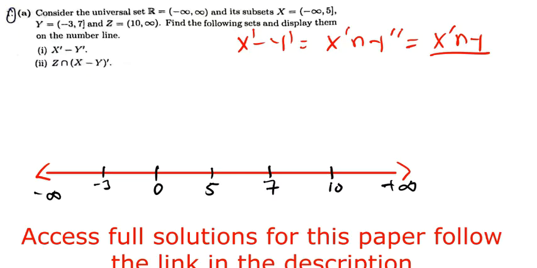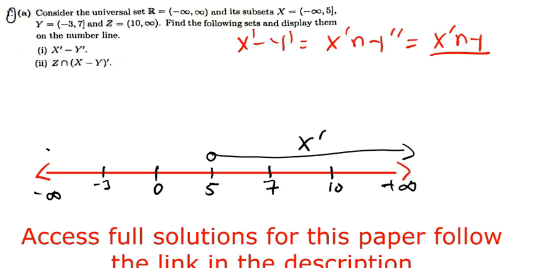Now from here, we can clearly see that we have got x complement. What is x complement? So x is from negative infinity to 5. But the complement, you exclude that part. So you exclude negative infinity to 5. I exclude it. So meaning the complement, since 5 is included in the set of x, in the complement 5 should not be included. So it's going to be open all the way to positive infinity. That is my x complement.